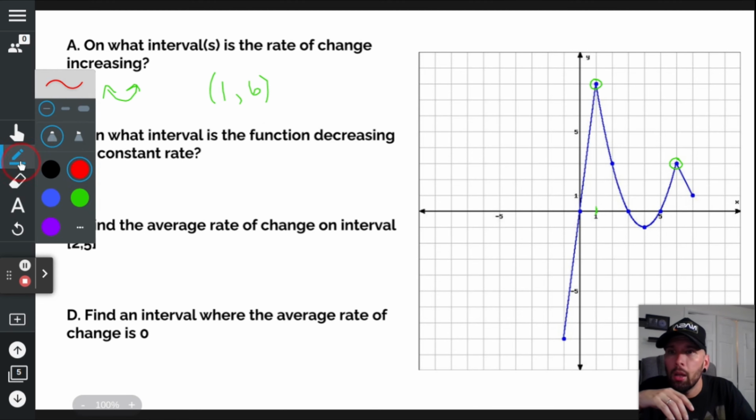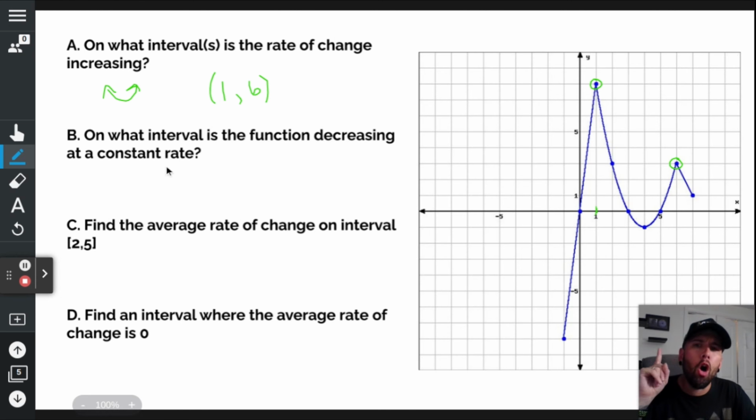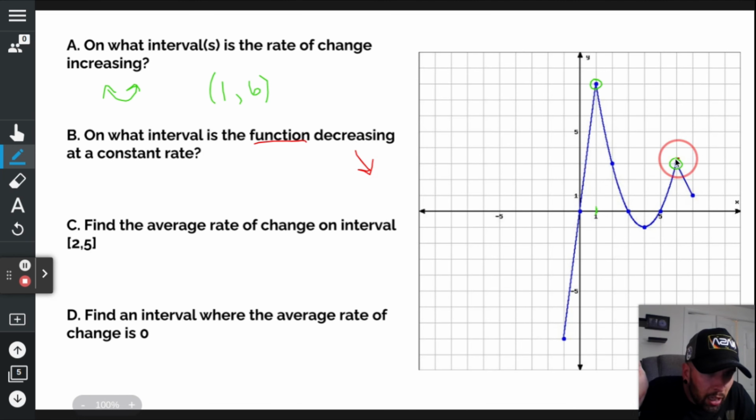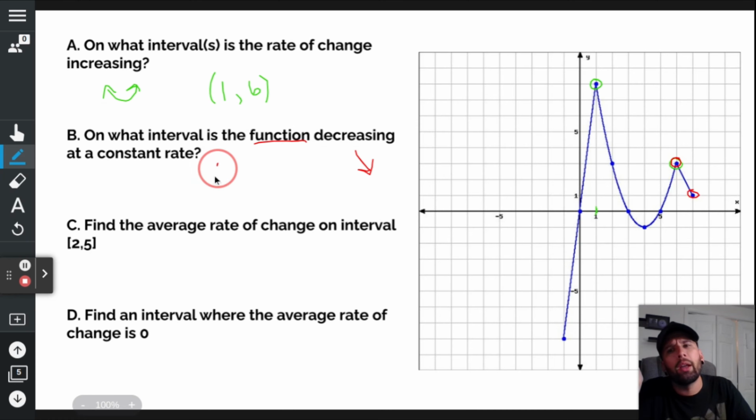Okay? B, on what interval is the function decreasing at a constant rate? Notice how I said the function is decreasing and not the rate of change is increasing. If my function is decreasing, that means that's happening. So that interval takes place between 6 and 7. So we're going to say the interval 6 to 7.